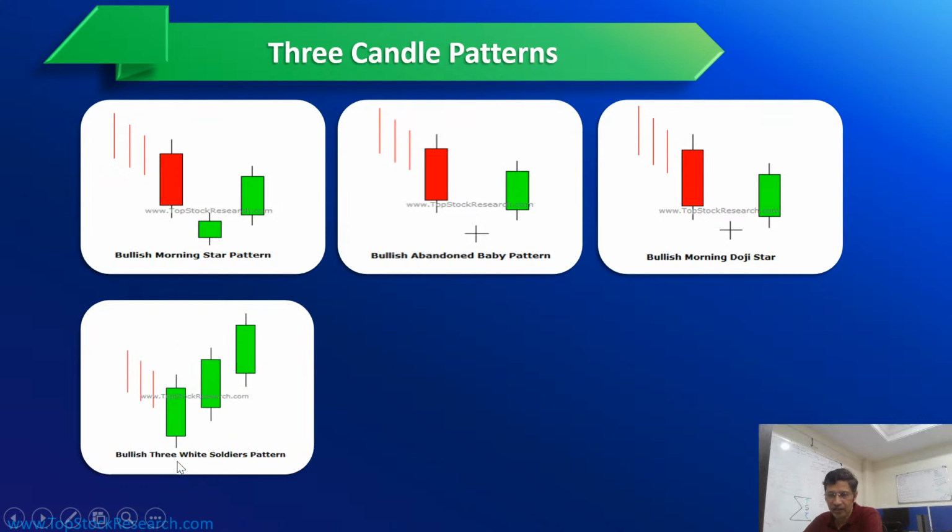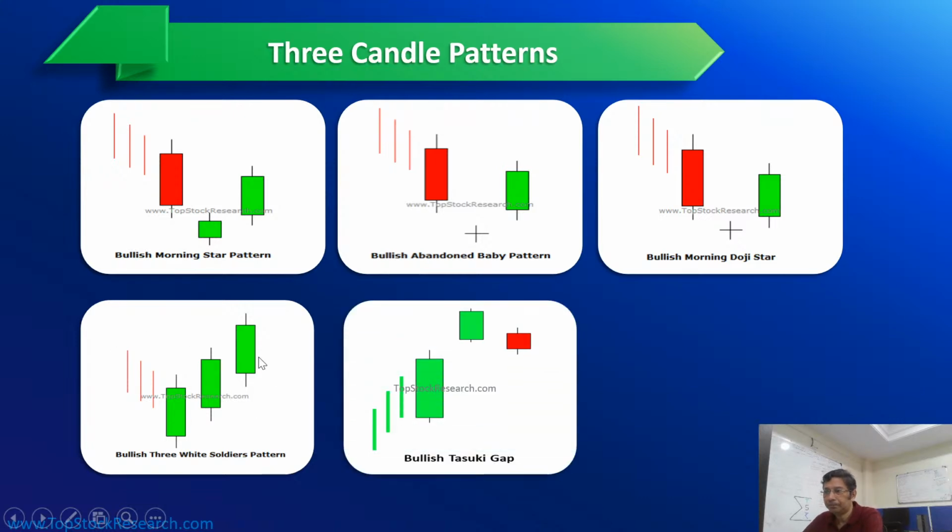The next one is 3 white soldiers. 3 white soldiers is basically 3 strong and big green candles, one followed by another, right? What it tells is the bulls took the market higher. Again, they are further taking the market higher with another big green candle, and again they are taking the market higher with a green candle. That means there is strong conviction among the bulls that the market is going higher, right? So that's a positive pattern.